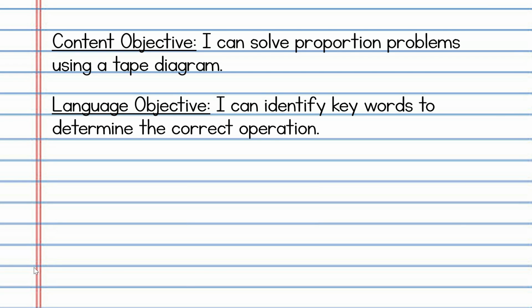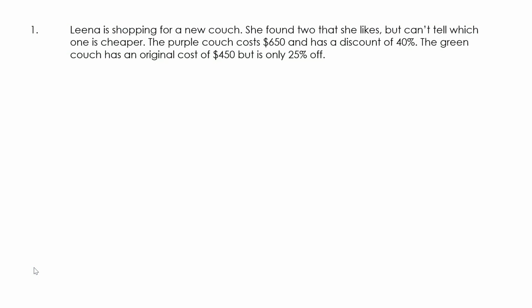Okay, so Lena is shopping for a new couch. She found two that she likes, but can't tell which one is cheaper. The purple couch costs $650 and has a discount of 40%. The green couch has an original cost of $450, but is only 25% off. Part A says to draw a diagram representing the cost of the purple couch. That should not be a surprise since we always start with drawing a diagram.